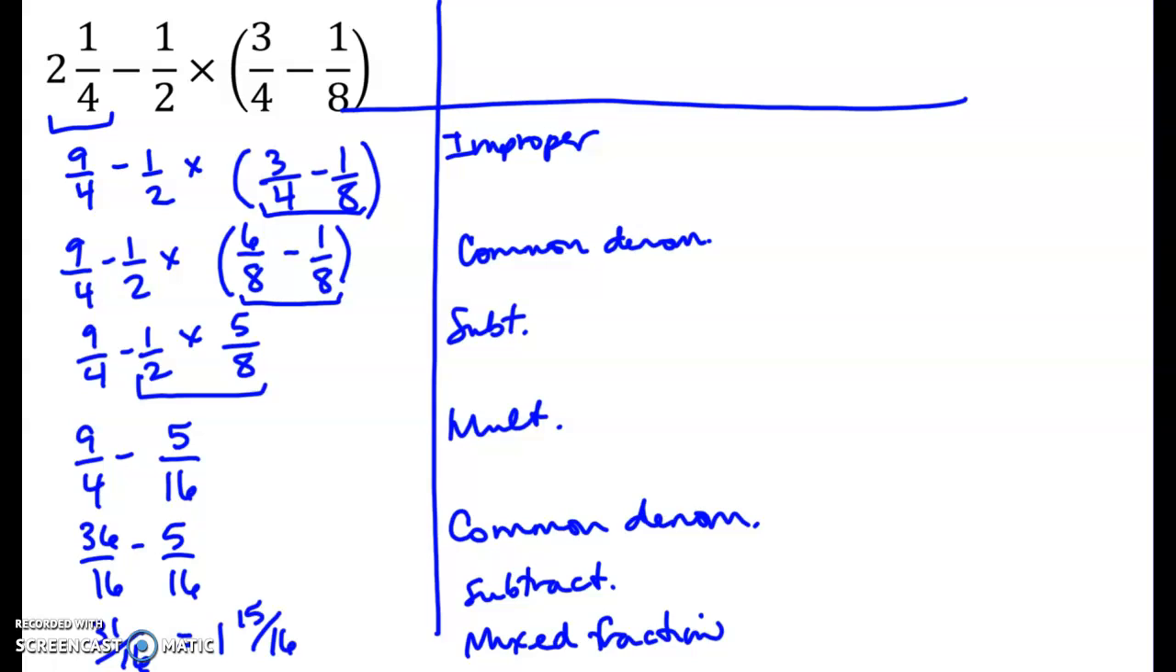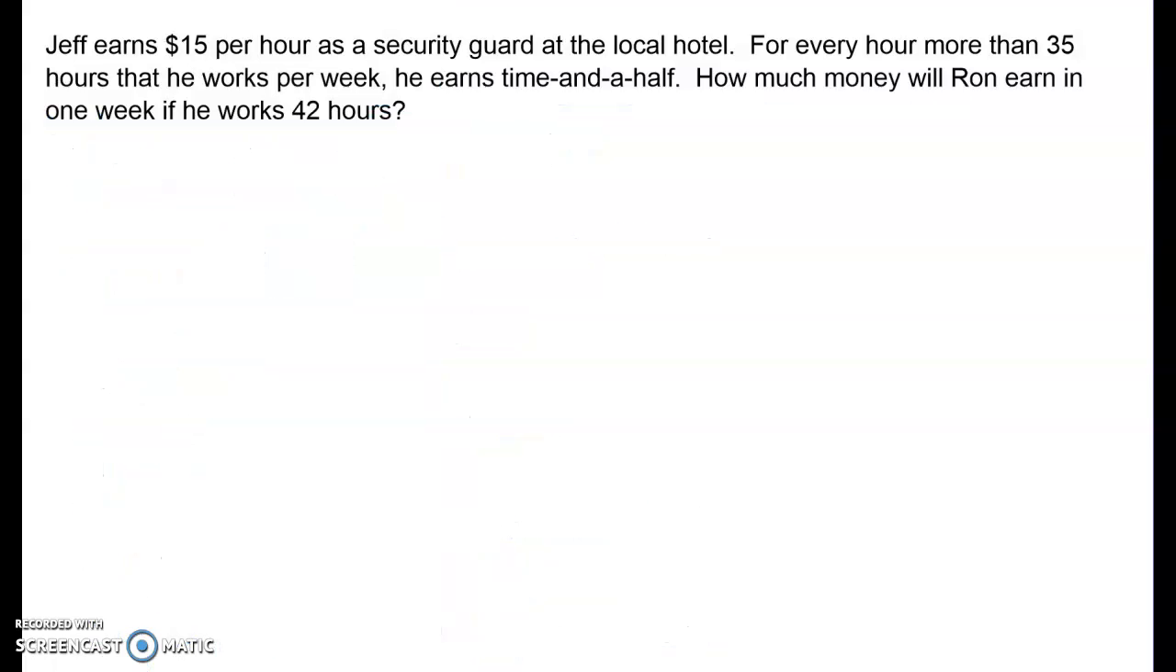Compare yours to mine, please, and notice my reasoning on the left, which will help you when you're looking for what happened in each step. All right, so here's a word problem where you need to write the whole math expression and then solve it. So it says Jeff earns $15 per hour as a security guard at a hotel. For every hour more than 35 hours that he works per week, he earns time and a half.